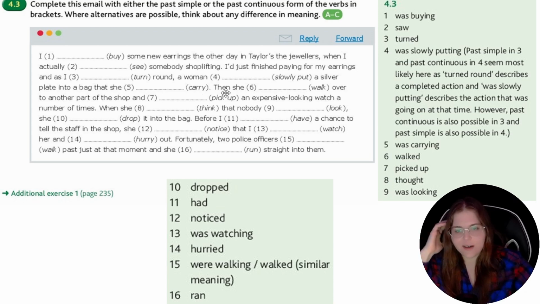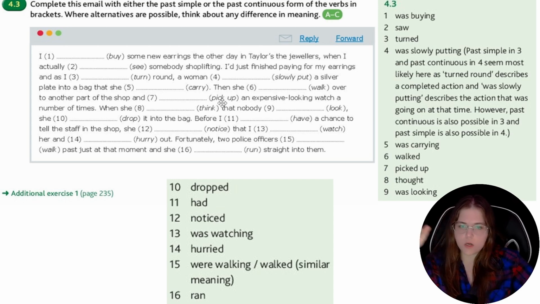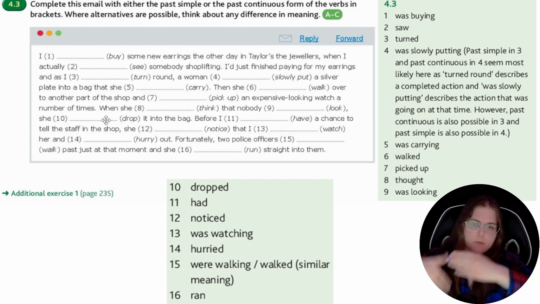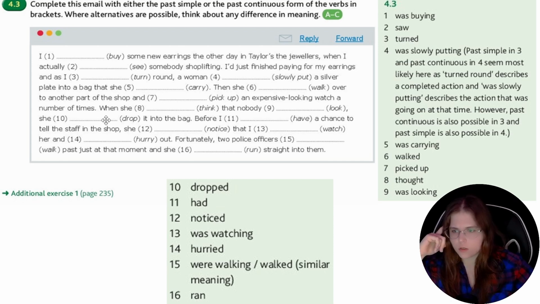Well, let's continue. Then she walked over to another part of the shop and picked up an expensive looking watch a number of times. One action after the other action, one by one. A sequence of actions in the past is in past simple.